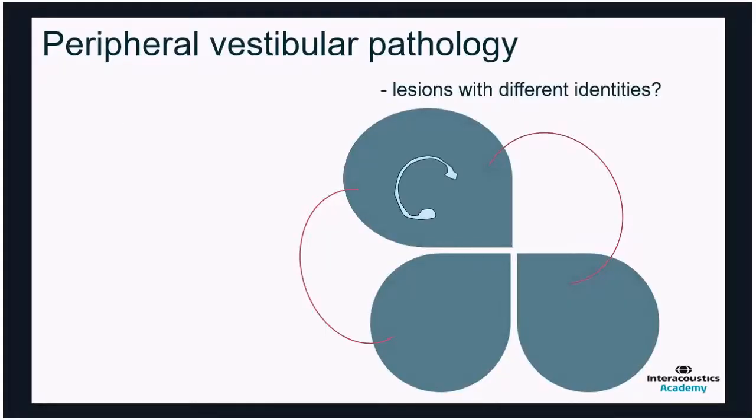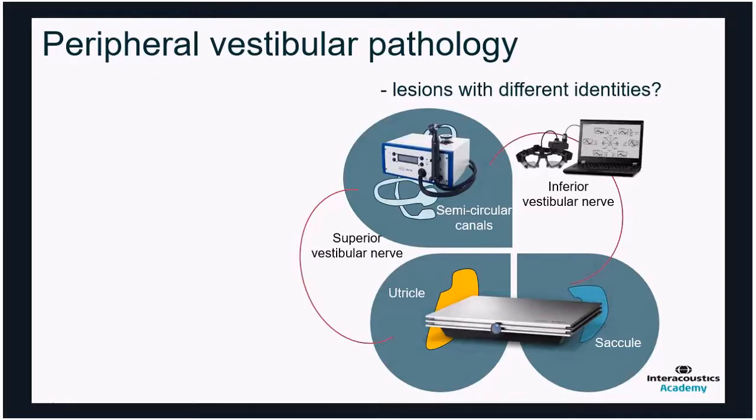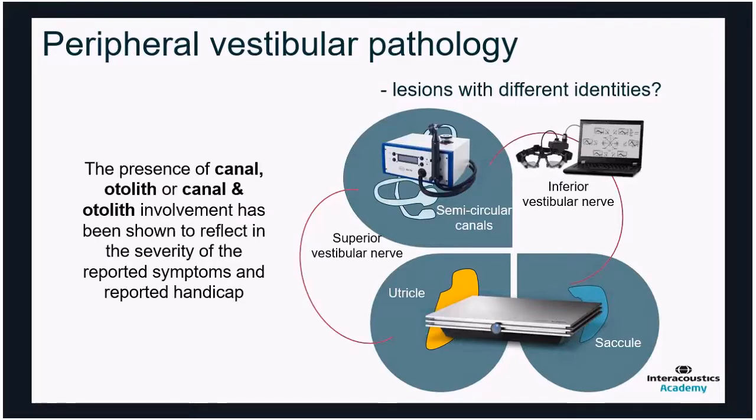Now, in terms of looking again at our areas of identity, we've got caloric and vHIT that allows us to look at that angular VOR response, and we've got VEMPs looking at the utricular and saccular responses. And also using this forensic approach, we can then infer information in relation to the inferior and superior vestibular nerve innervation of the peripheral vestibular end organ. So the presence of canal, otolith, or canal and otolith involvement has actually in research been shown to reflect in the severity of the reported symptoms and reported handicap. And I'll talk a little bit about that in a moment.